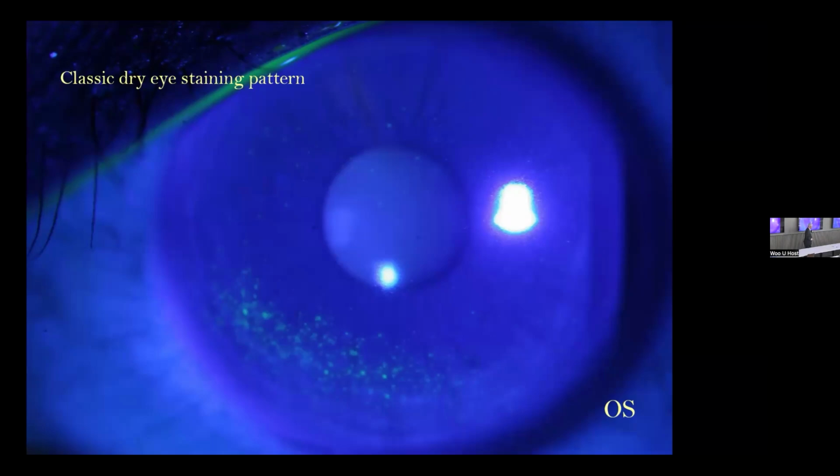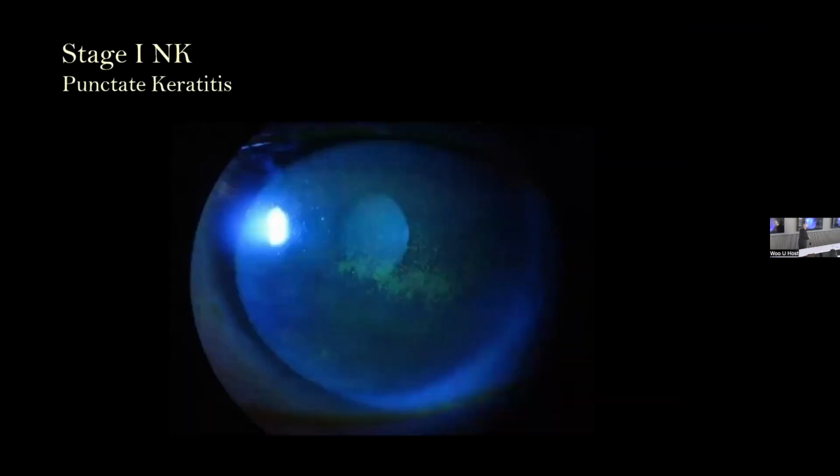And notice something. This is left eye, meaning there's punctum here. The nasolacrimal duct system is not passive. Every time you blink, it generates a vacuum which will literally suck tears away. That's why you see most of the staining adjacent to the punctum. Okay, that's dry eye. Here comes NK.